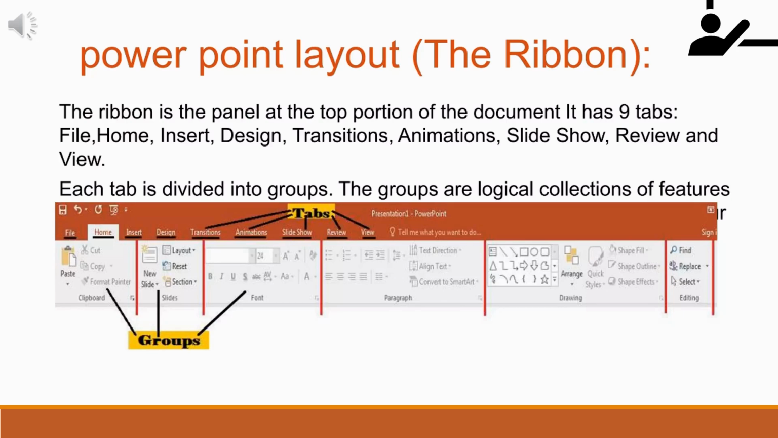Each tab is divided into groups, like in the picture. The Home tab is open and we have different types of groups in the Home tab, that is Clipboard, Slides, Font, Paragraph, Drawing, Editing. So we have different types of groups in each tab.